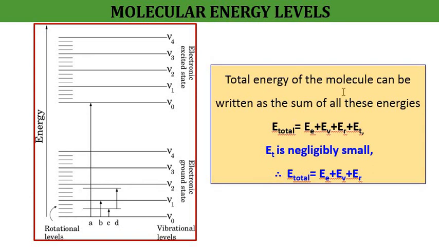The total energy of the molecule can be written as the sum of all these energies. That is, E total equals EE plus EV plus ER plus ET, where the translational energy ET is negligibly small, so we can avoid that term. Therefore, E total equals EE plus EV plus ER.